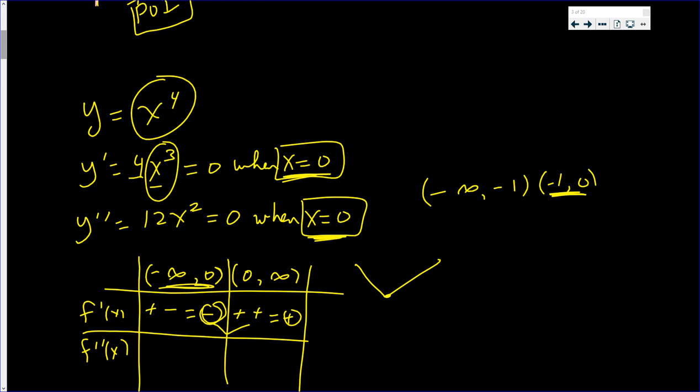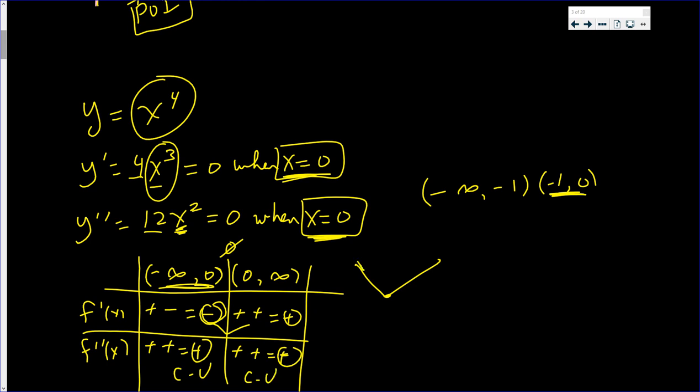Now let's look at the second derivative. Well, 12 is always positive. And as long as x is not 0, and it's not, that's the only number we're not including in the interval, x squared is always positive. Okay, there is no sign change. It is always concave up.